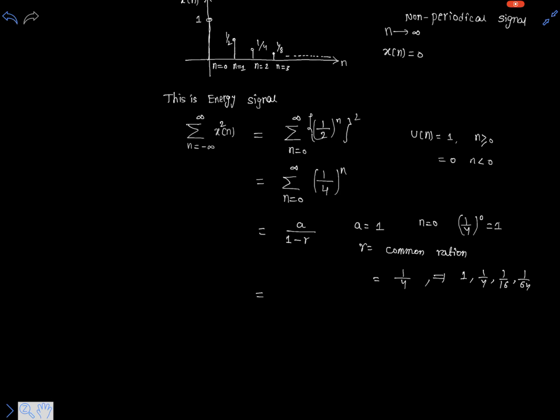Now the answer we are looking at is 1 over 1 minus 1/4, which gives us 1 divided by 3/4. So the answer is 4/3. So the energy is finite and is equal to 4/3. So that's it.